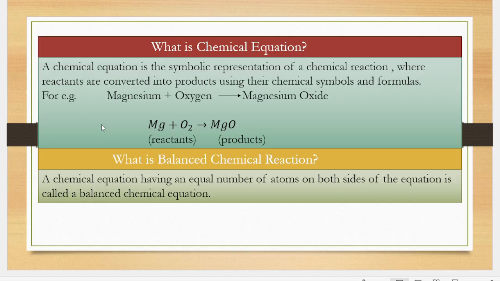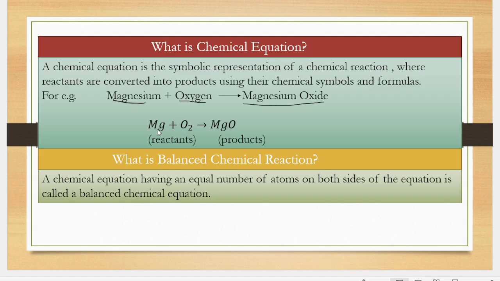For example, you can see magnesium reacts with oxygen, it forms magnesium oxide, which is a word equation. This type of equation is called a word equation. Okay. Mg, O2, these are all your chemical symbols. These are the formulas. Okay.